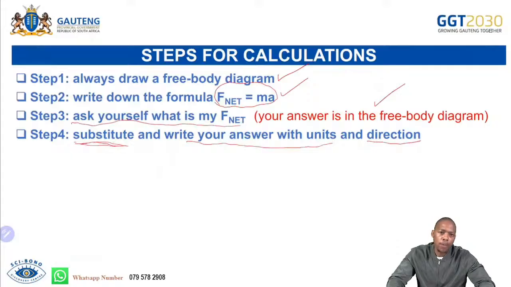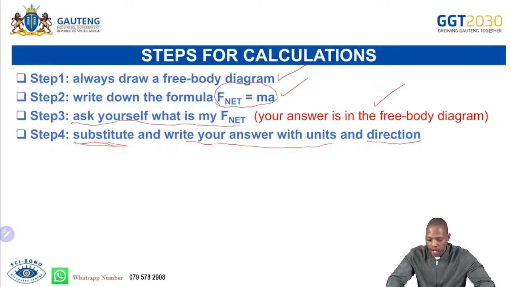You start with step number 1, always, and I mean always. There will be no point where you say, I know this free body diagram, there's no need for me to draw it. You must always draw it. Step number 2, you write the formula F net is equal to MA. It's again a must, always. And step number 3, ask yourself, what is my F net? You get your answer from the free body diagram that you drew in step number 1. Then step number 4, you work it out by substituting, and writing your answer with units and direction.